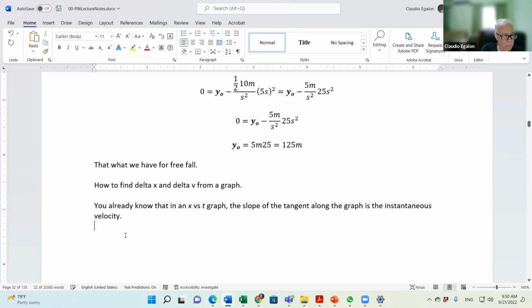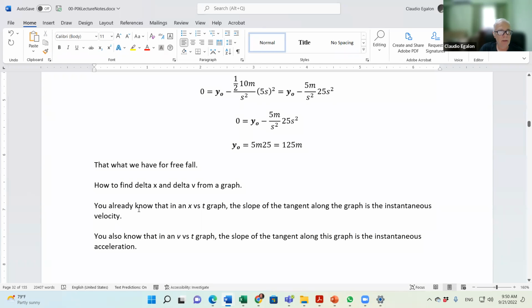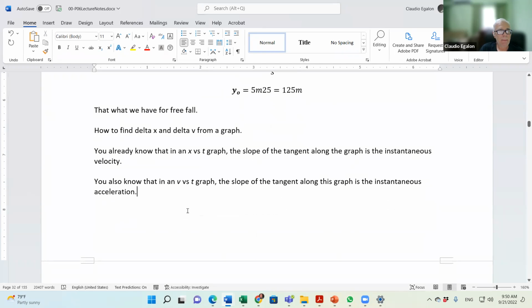You also know that in a v versus t graph, the slope of the tangent along this graph is the instantaneous what? Acceleration. Okay? a is delta v over delta t, right? There are two more pieces of information that you have to know.